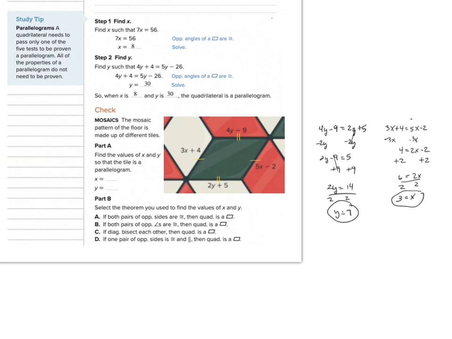And then it says select the theorem you use to find the values of x and y. Well, I have opposite sides are congruent. Both pairs of opposite sides are congruent. Both pairs of opposite angles are congruent. I didn't touch angles. If the diagonals bisect each other, I had nothing to do with diagonals. And then if one pair of opposite sides is congruent and parallel, those are accurate statements, but I didn't do anything with angles or parallel. So what I dealt with was, number one, I proved that the opposite sides were congruent.